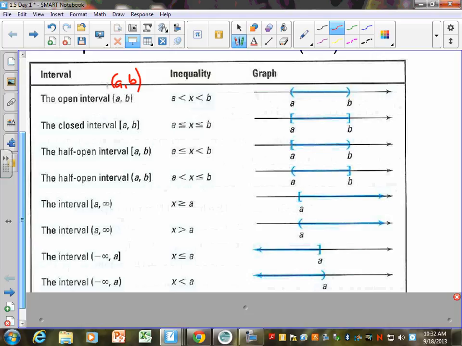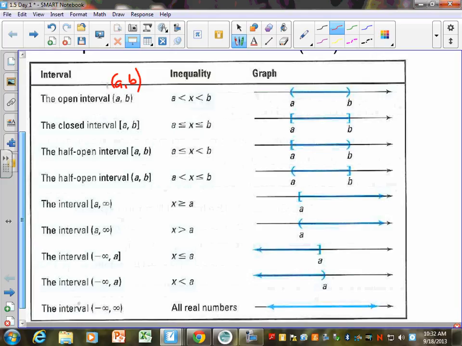Illustrate the inequality using the real number line. So yes, they want you to do that. And then the last one is if all real numbers is the solution. So if it's all real numbers, we write it as negative infinity to infinity, and we do that with domain a lot. And so that means it would be the entire number line shaded in. That's every possible combination for interval notation.